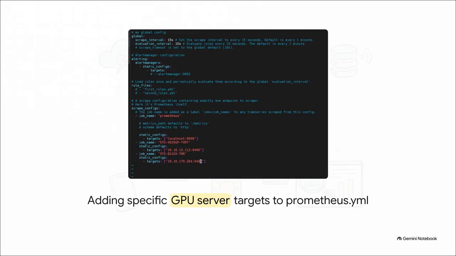And this right here is how we actually connect the spokes to the hub. Further down in that exact same config file, we add our specific target servers. You can see the configuration blocks for our Nvidia nodes pointing directly to their specific IP addresses and appending port 9400. If you remember, that's exactly where the DCGM exporter we built earlier is broadcasting. It's an incredibly elegant and highly scalable way to handle things.